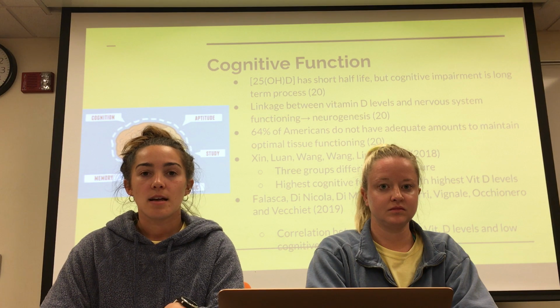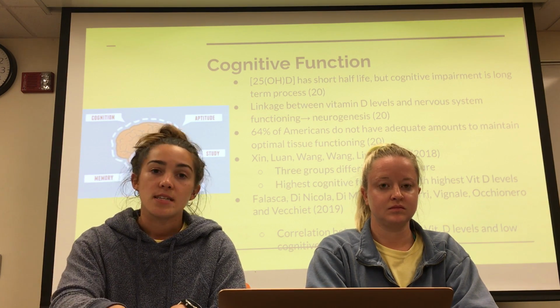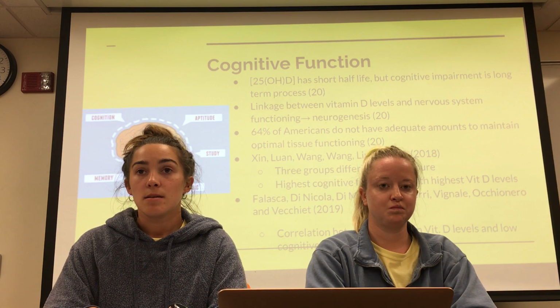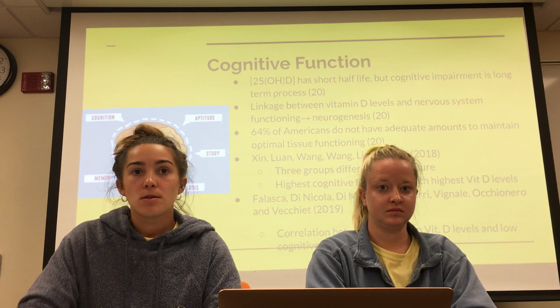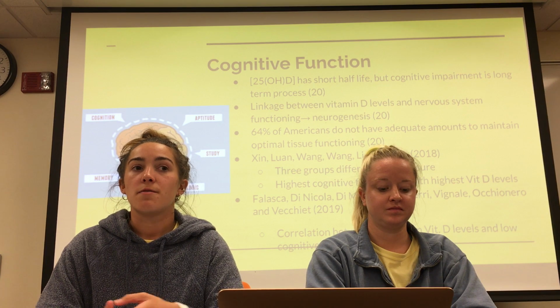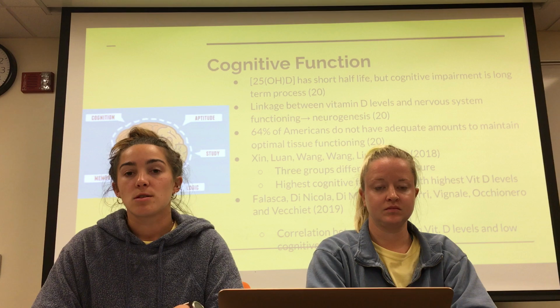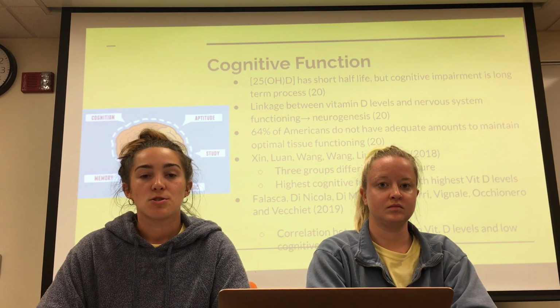So what they think the reason is for this is that there's a linkage between vitamin D and your nervous system. What they think is that vitamin D helps with the process of creating brain cells. So if there's more vitamin D, there's a more efficient and productive process when making brain cells. So the brain cells are more efficient, the brain cells are made better, along with other tissues in your body.